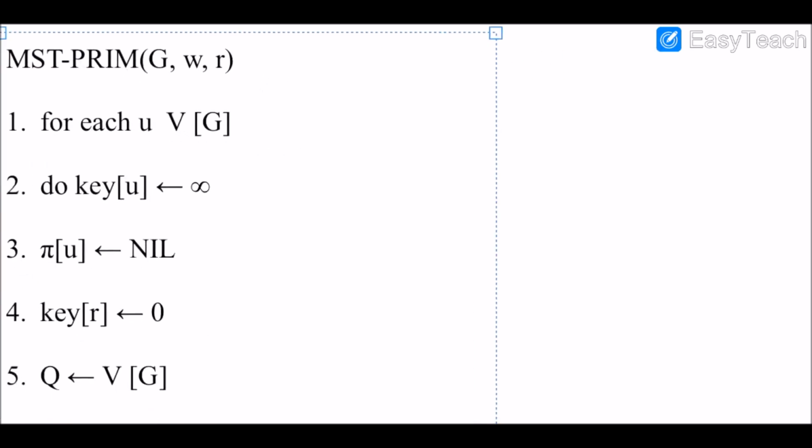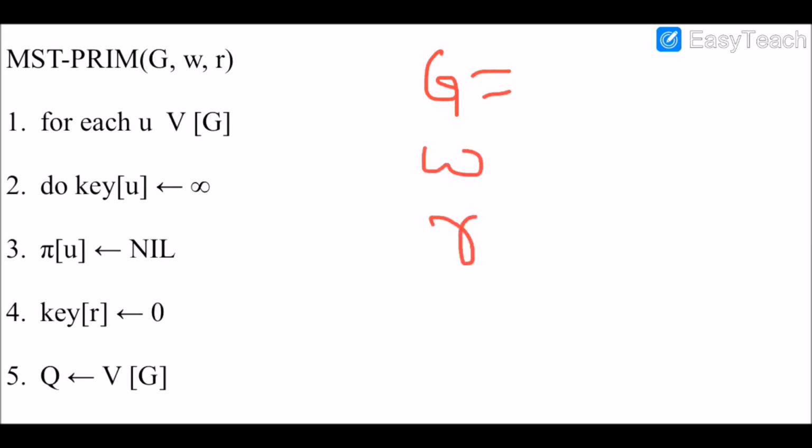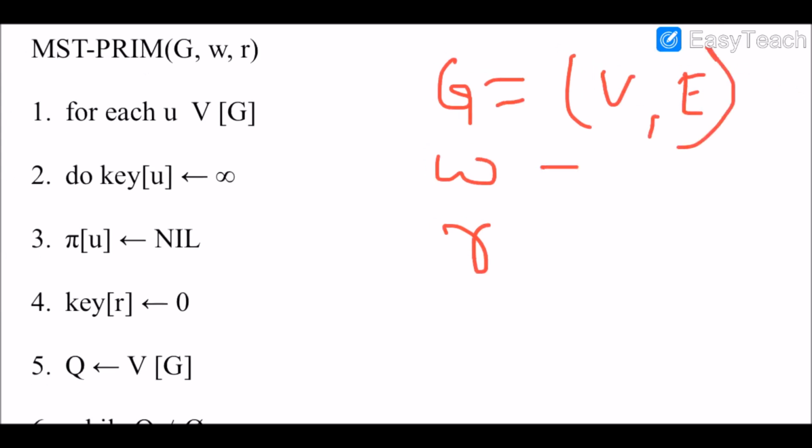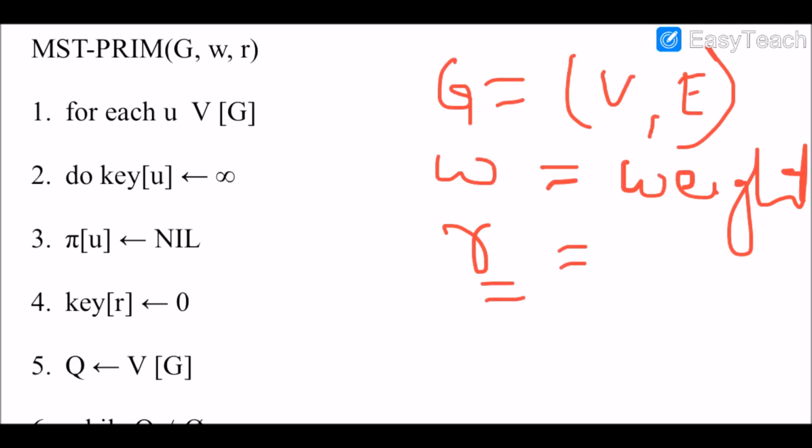Now this is a function MST-Prim where we are passing three values: G, w, and r. What is this G? G is the combination of two sets, that means vertices and edges. And w is the weight which has been assigned to all the edges. And what is this r? This r is an arbitrary node, named the root, from which we will start the traversal of the graph. So r is the root node or start node from which we are going to start the construction of the spanning tree.